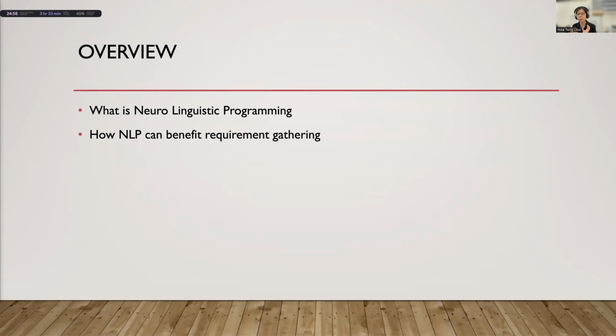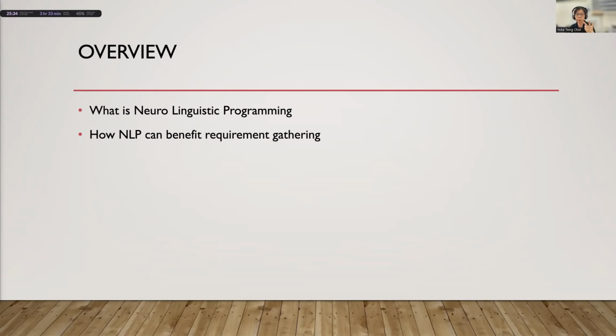So neuro-linguistic programming is a very wonderful technique, I would say. It teaches us how to communicate with each other using the preferred method. So how does it benefit requirement gathering? As I earlier mentioned, different people prefer to speak differently and different people prefer to process information differently. So when we speak to them, we use the same language as them.